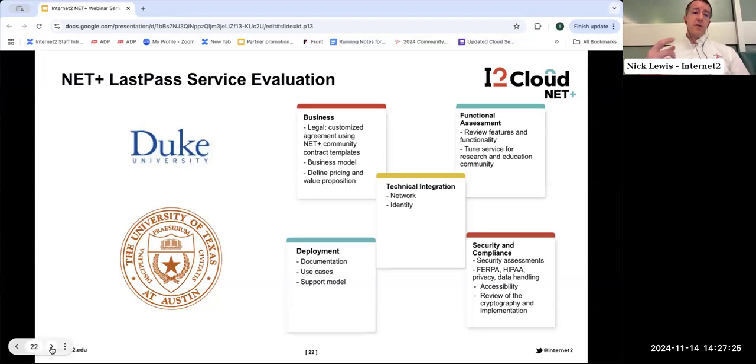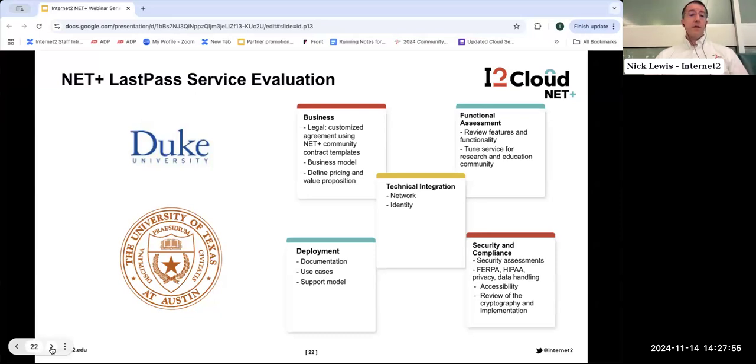Then, similar to the Net Plus Duo around the technical integrations, the networking bandwidth needs for LastPass are very low, and so we exempted that requirement. The identity integration for InCommon was also exempted, given the status of LastPass for InCommon integration at the time. But we did go through a full functional assessment and review the feature functionalities.